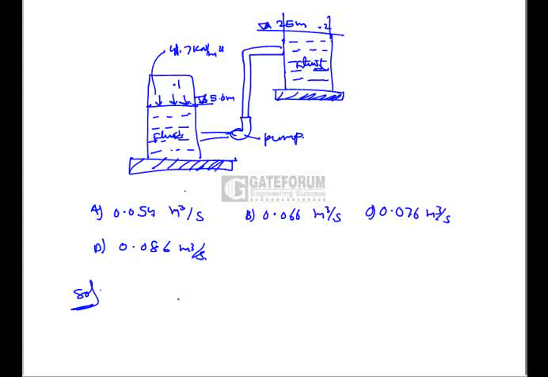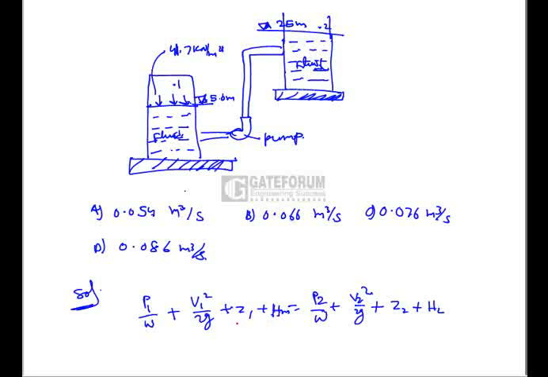Coming to the solution, now apply Bernoulli's equation at 1 and 2. Here this is the lower tank position and higher tank position, 1 and 2. Just apply Bernoulli's equation between these two, which gives P1 by W plus V1 square by 2G plus Z1 plus HM is equal to P2 by W plus V2 square by 2G plus Z2 plus HL, where HL is the head losses and HM is the pumping head, and Z1 and Z2 are elevations.